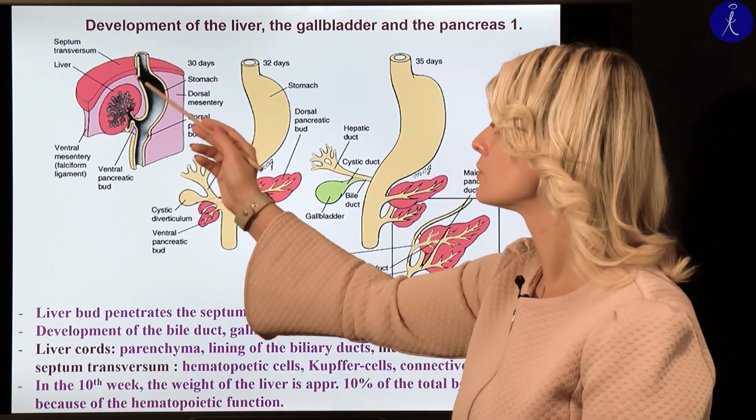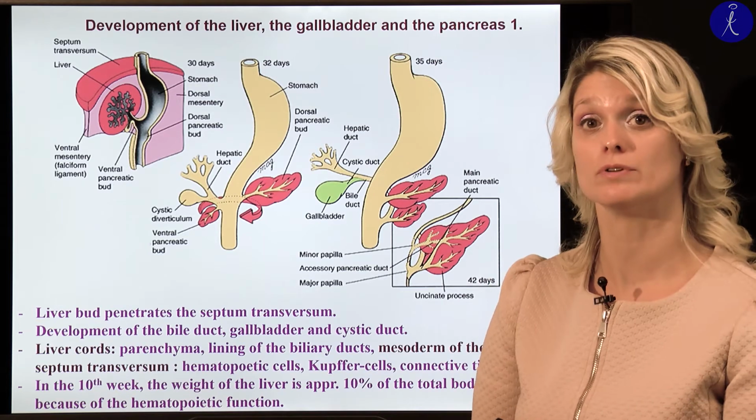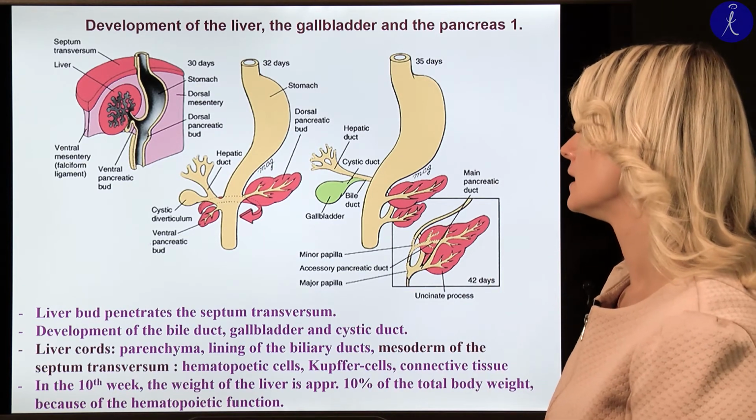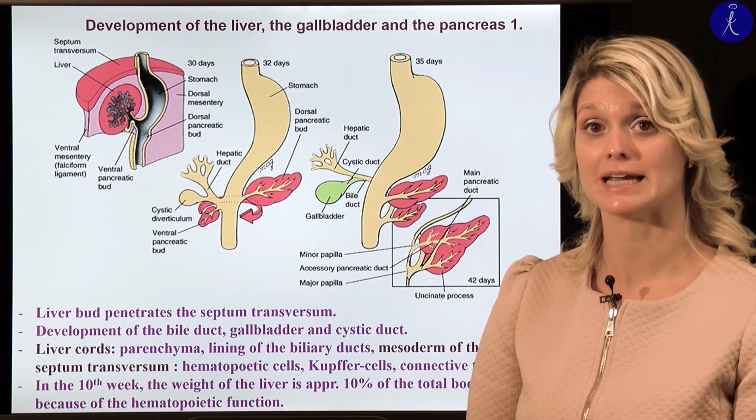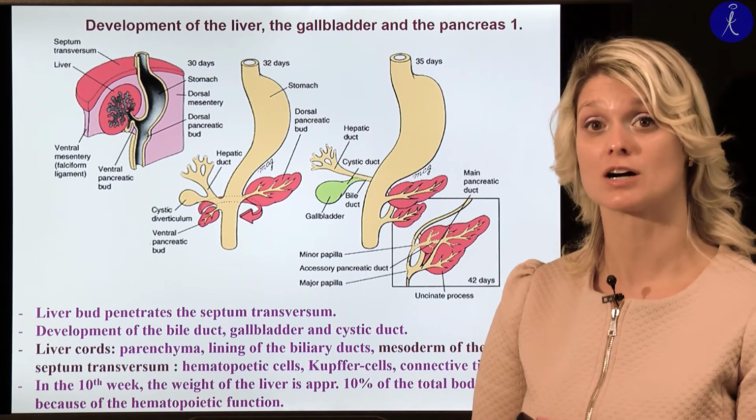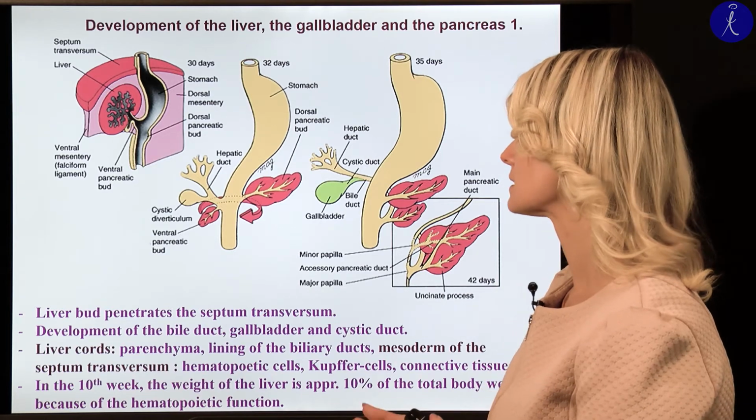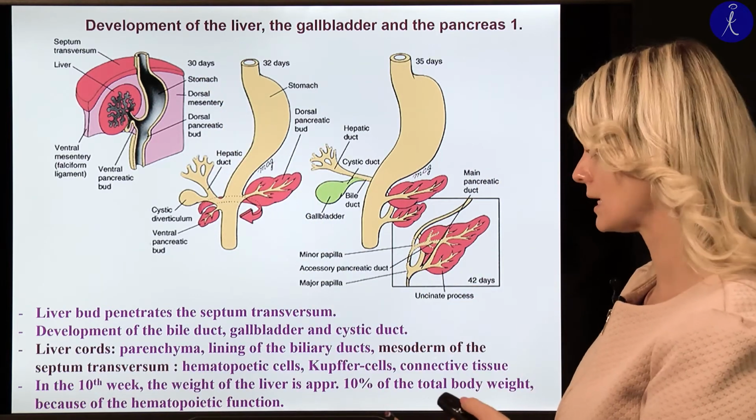It is really important to know that in the 10th week, the liver is very large. It forms approximately 10% of the body weight because it has a really important hemopoietic function. It is important in the development of the blood cells. So this is the formation of the liver and the gallbladder.